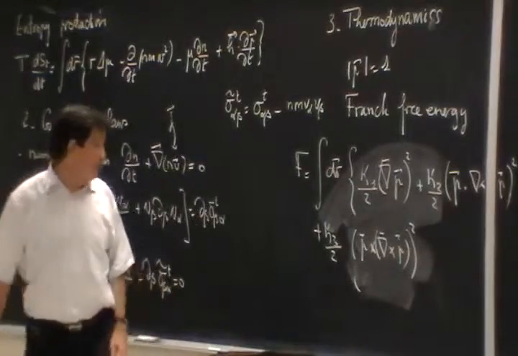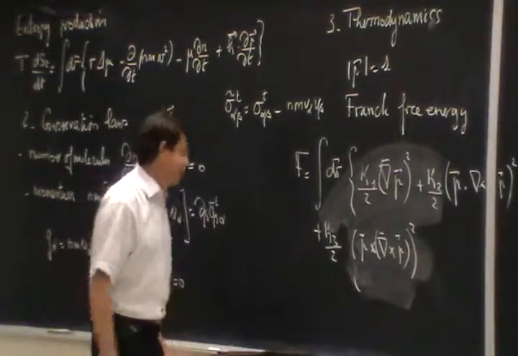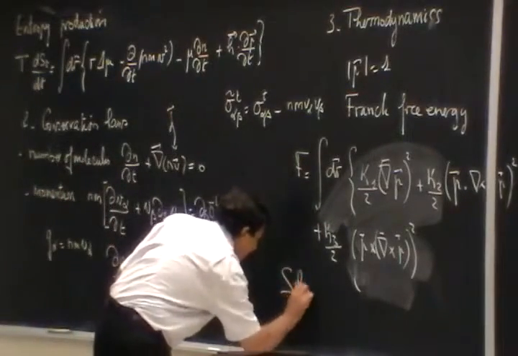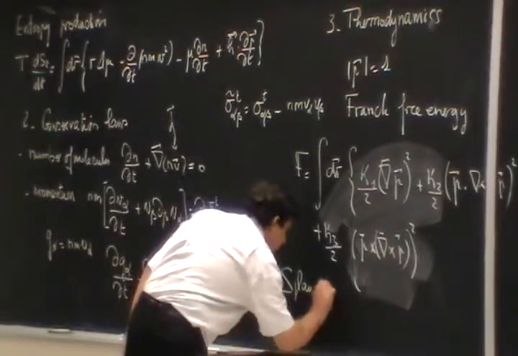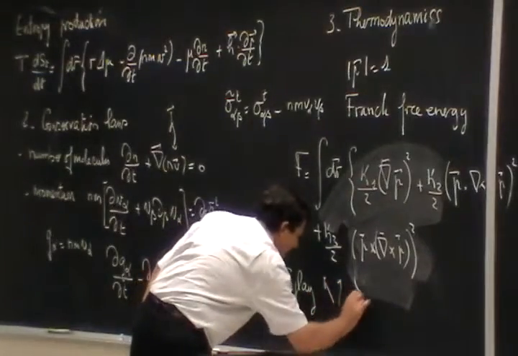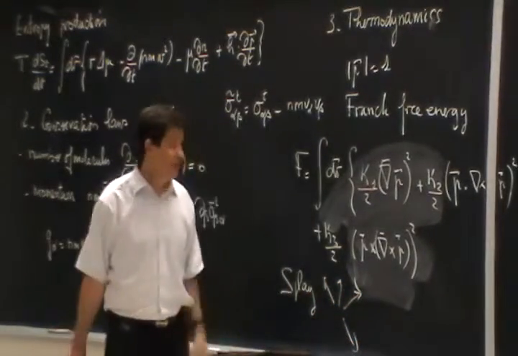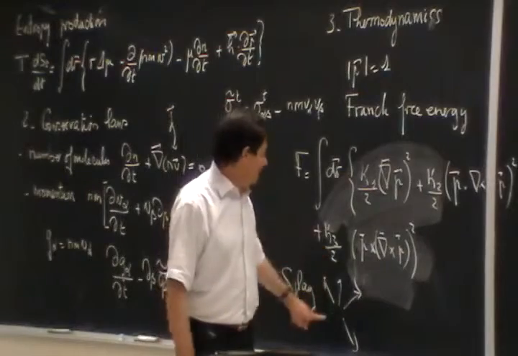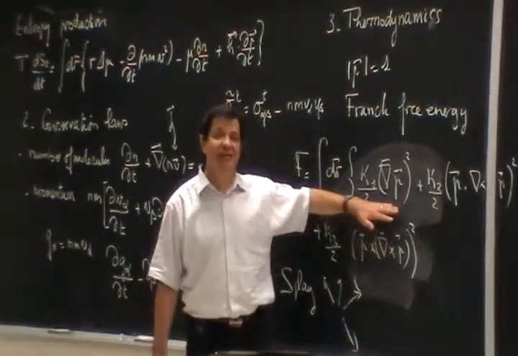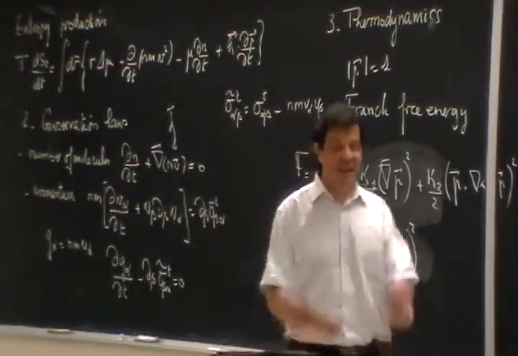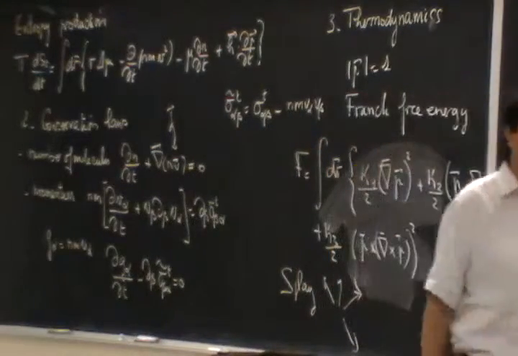So the first term, K1, is called the splay term. And the splay term is something we would draw like this. You can plug a configuration like this in here. You will find that this is zero, and this one contributes. So it measures the energy displayed with a vector like this.